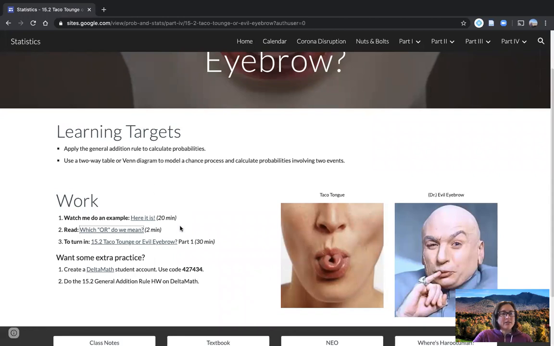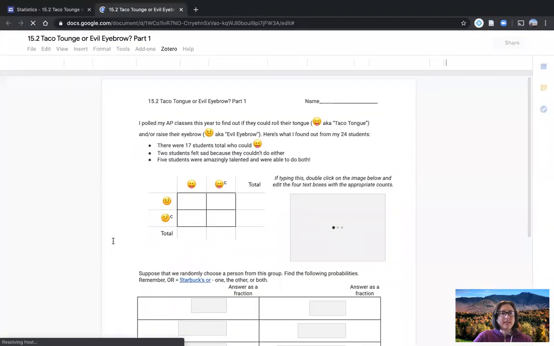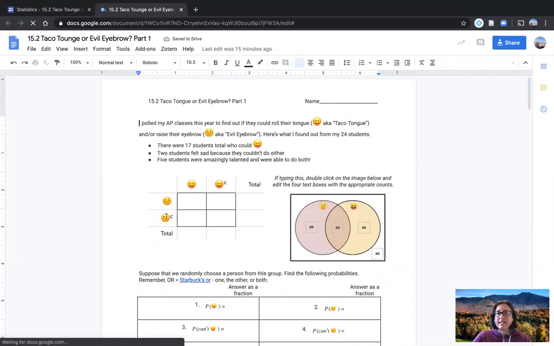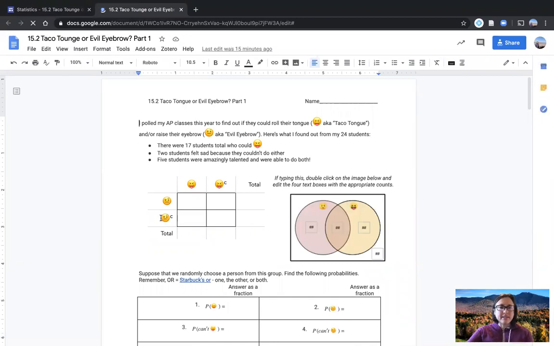We are going to work on this thing. This is what you're going to turn in for the week. And I'm going to do an example with some slightly different numbers on it so you can see how it works and get the general gist of this.